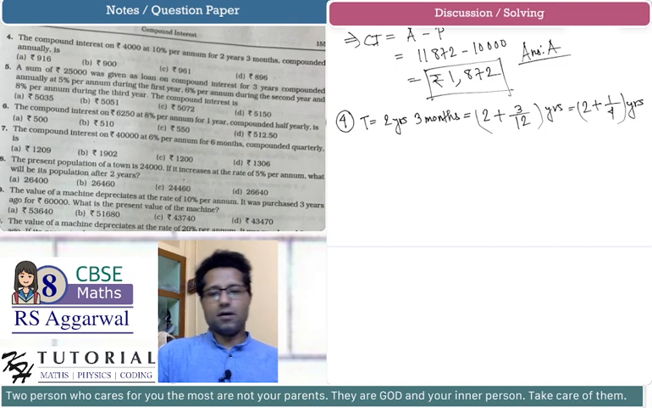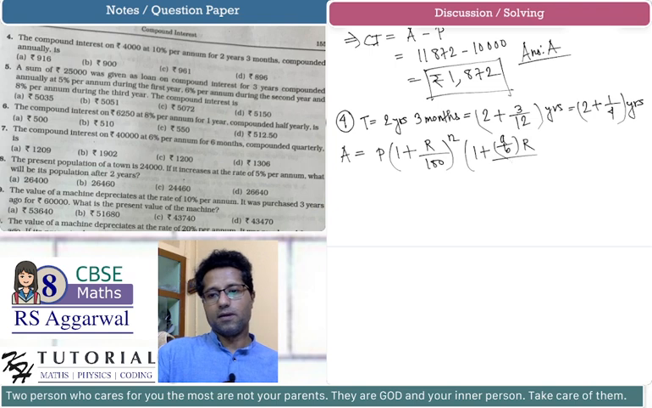one more thing is that whenever the interest is being compounded annually and the time period has a fractional part, is not an integer but is in fraction form, then the general formula for amount is A equals P multiplied by 1 plus R by 100 to the power n multiplied by 1 plus A by B R by 100.